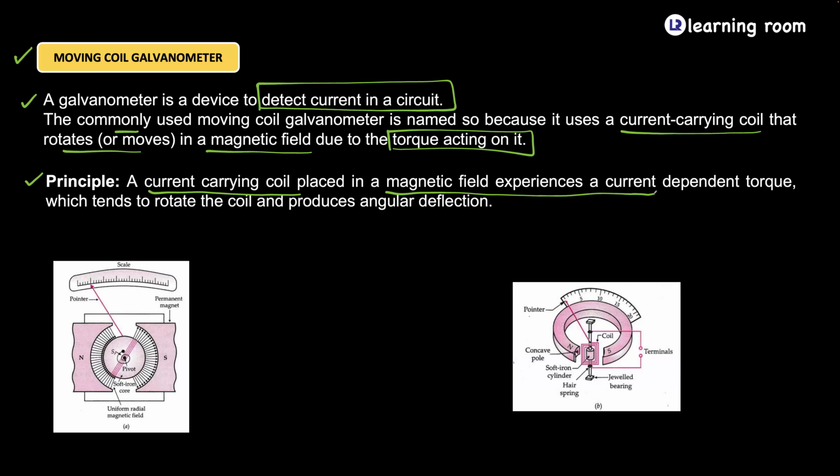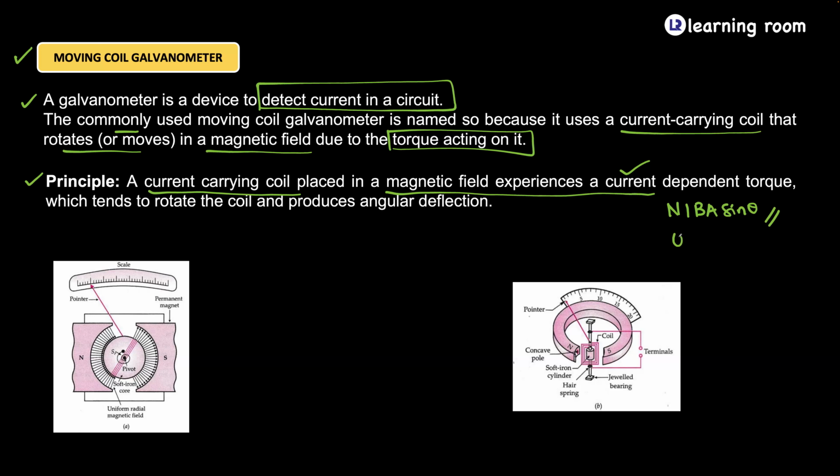Okay. So a current carrying coil placed in a magnetic field experiences a current dependent torque. Here, how is the torque current dependent? Why do we call it current dependent? Because it is going to be NIBA sin θ, where N is the number of turns in the coil, I is the current passed through the coil, B is the magnetic field, A is the area of the coil, and θ is the orientation between the magnetic field and the area.